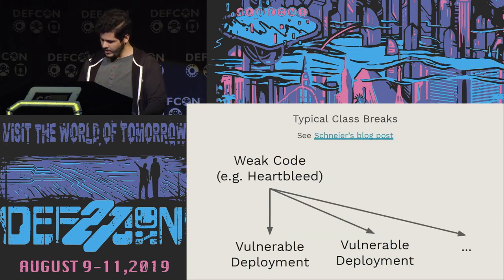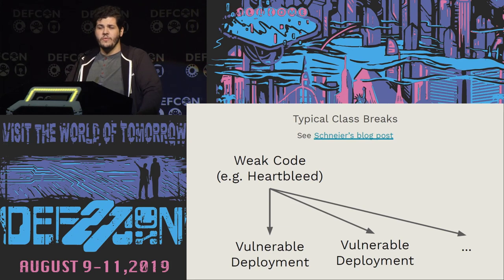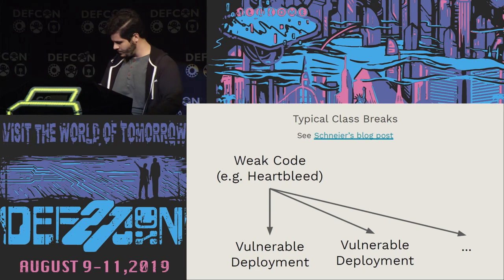So, on to definitions. There's this existing concept of a class break. It's the idea that software tends to be vulnerable in several places at once. Past research has focused on cases where you may have one single weak piece of code, say Heartbleed or SQL injection in a CMS plugin. And then when that vulnerability gets found, there's this huge rush to get your instance patched because it's broken in all these different places at once. You could frame a lot of the talks at this conference as class breaks. Currently, there's a lot of tooling to help companies stay on top of this.